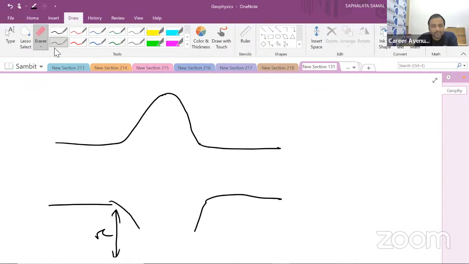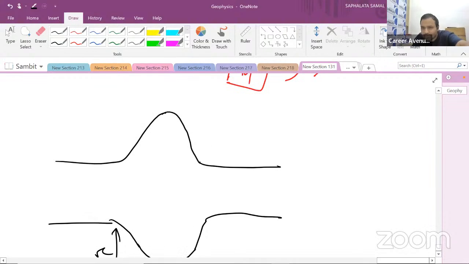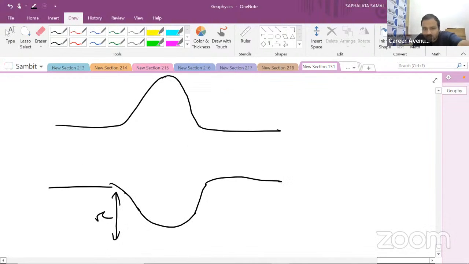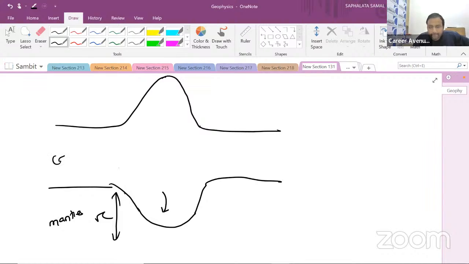Suppose the root is not completely formed. So in the mountains, I will generally see the negative gravity anomaly. Why? Because we have the roots going downwards over here. This is mantle. This is mostly the crust. The crust is moving downward.